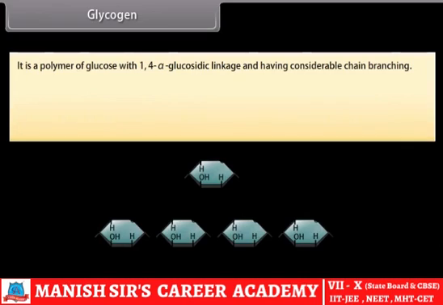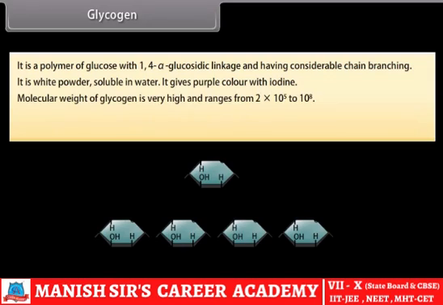It is a polymer of glucose with 1,4-alpha-glucosidic linkage and having considerable chain branching. It is a white powder, soluble in water. It gives a purple color with iodine. The molecular weight of glycogen is very high and ranges from 2 into 10 raised to the power 5 to 10 raised to the power 8.